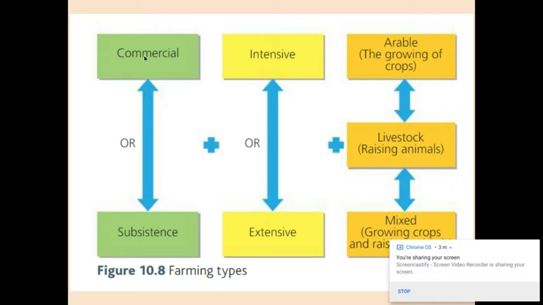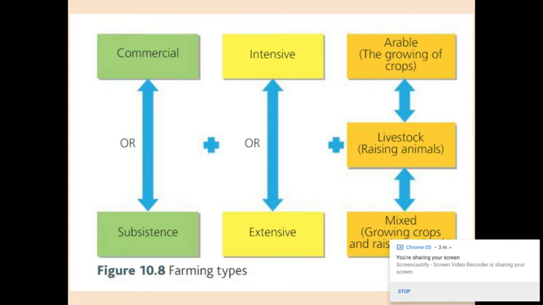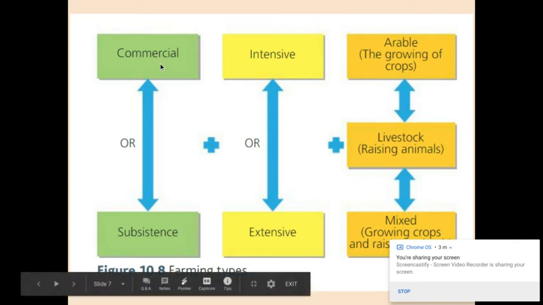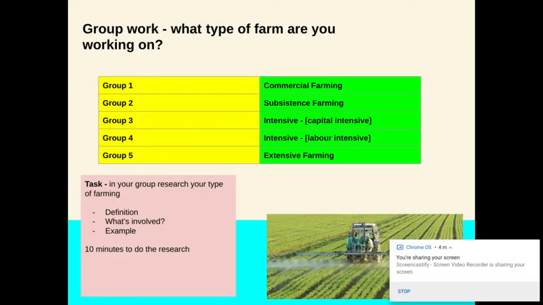Commercial farming is very different to subsistence. Again, subsistence farming is a concept you may well be familiar with from GCSE when you were looking at those ideas around development. So can you please get definitions of these terms into your notes? Again, feel free to use the Google Doc to support you with that if you need it.